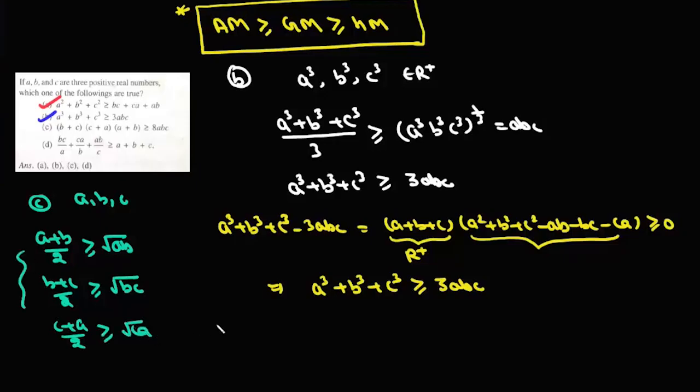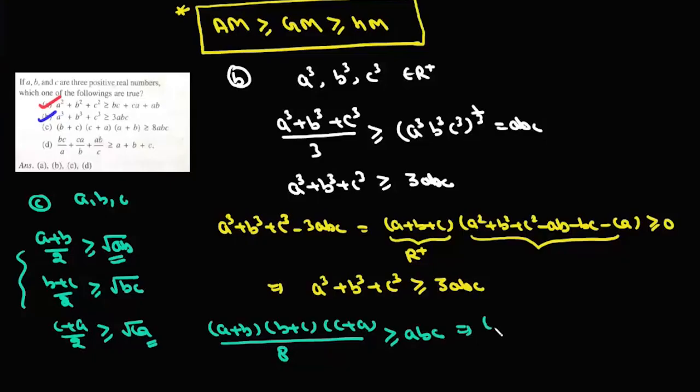Now we multiply all these three, we can write (A plus B) into (B plus C) into (C plus A) whole divided by 8, and it is greater than or equal to under root A into under root A, so there will be A, and in the same way it will be B and C. So it is greater than or equal to ABC, or simply (A plus B) into (B plus C) into (C plus A) is greater than or equal to 8ABC. That means this option C is also correct.